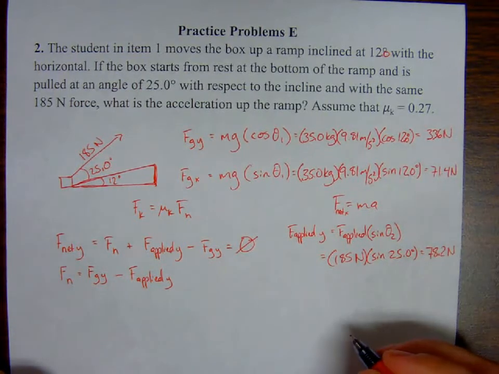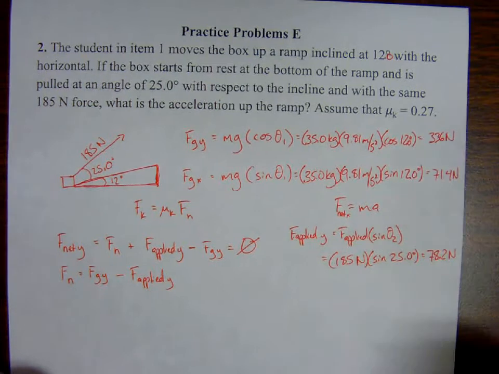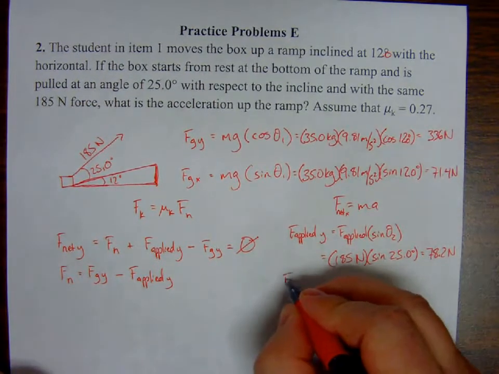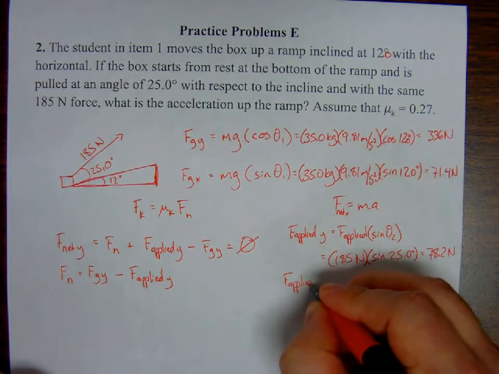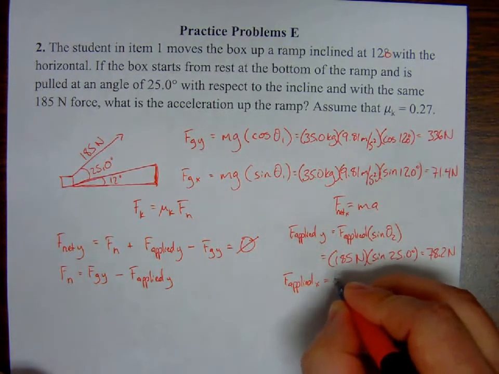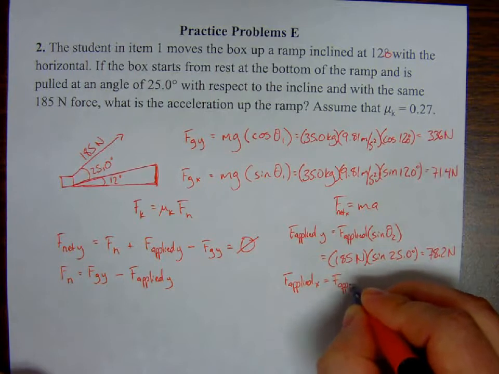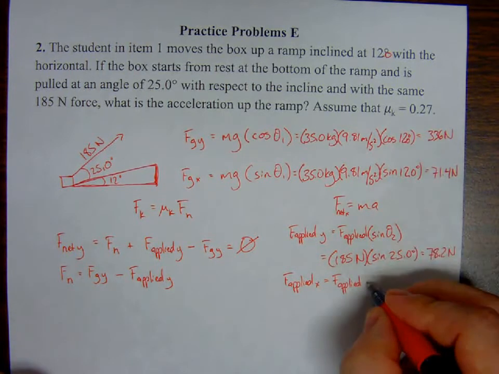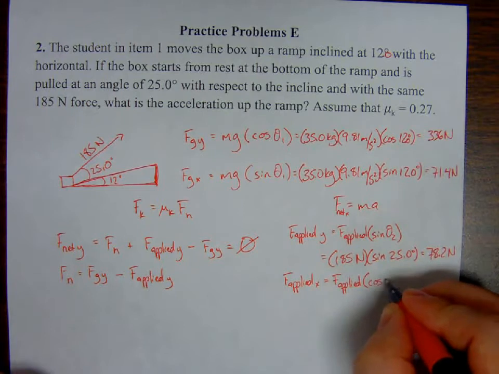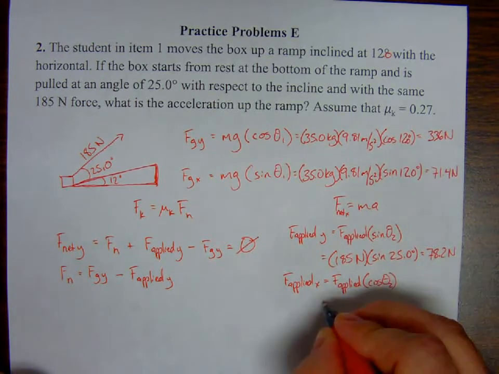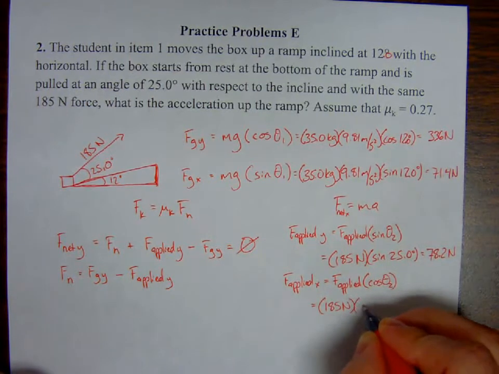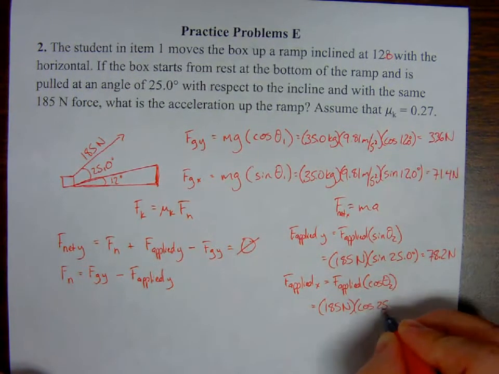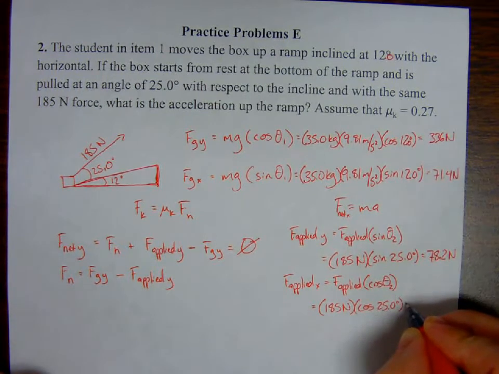So going back to normal force. I have my force of gravity in the y direction, and I have my force applied in the y direction. Let's calculate that. 336 newtons minus 78.2 newtons ends up being 258 newtons to the appropriate number of sig figs, no places past the decimal. And so my normal force is 258 newtons.